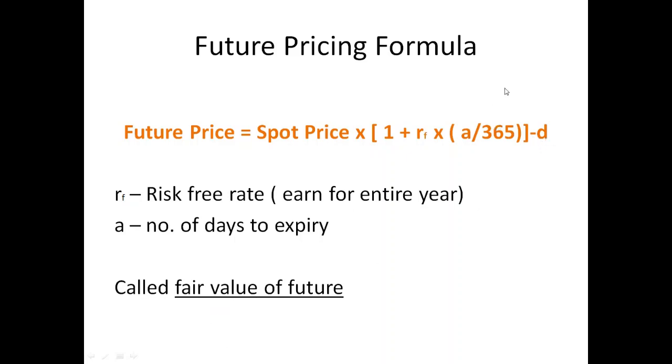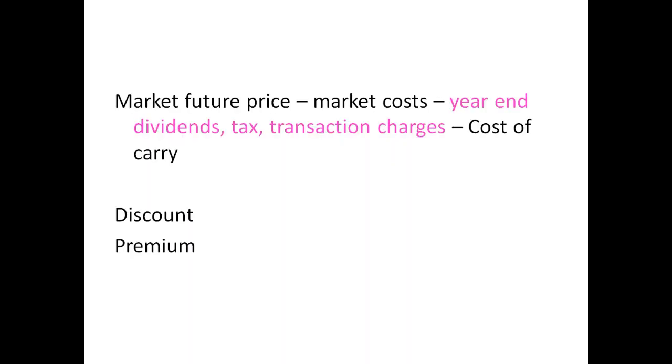Then minus D. D is dividend. Usually the companies declare dividend at the year end or quarter end, right? So we have to minus that. So future price will be minus of dividend also. So this is called the fair value of future. When we actually calculate, we get a difference again between the fair future price and the market future price. So this again depends on market costs like year-end dividends, tax, transaction charges. So we call it cost of carry also.